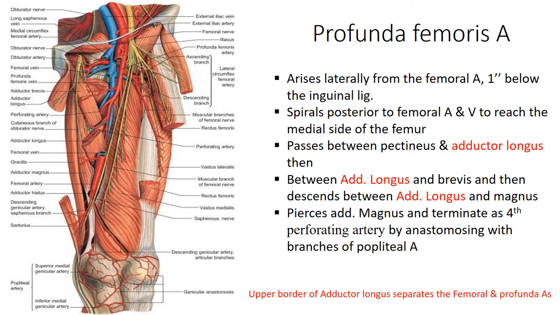When it descends, as we have already seen, beneath the inguinal ligament there were three muscles: iliopsoas, pectineus, and then adductor longus. Initially it lies between the pectineus and adductor longus, then as it descends it lies between adductor brevis and adductor longus, and as it descends further, it lies between adductor magnus and adductor longus. So that's how it lies throughout. The artery descends through pectineus, adductor brevis and adductor magnus, and throughout, the adductor longus is lying just above it.